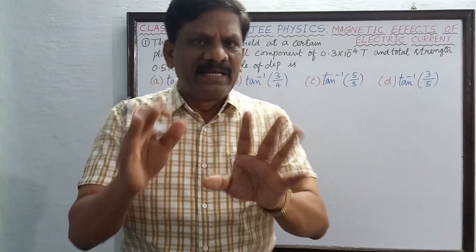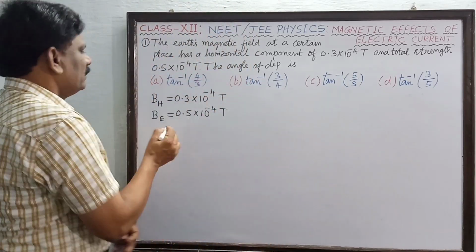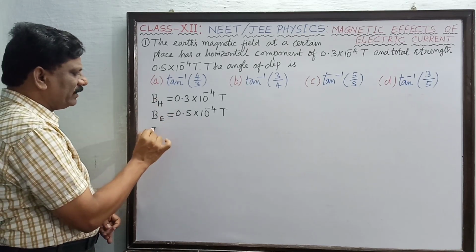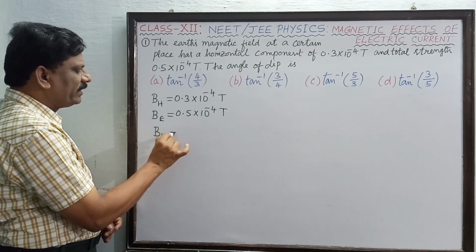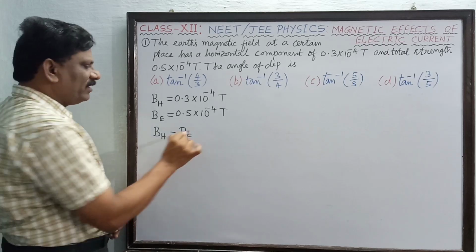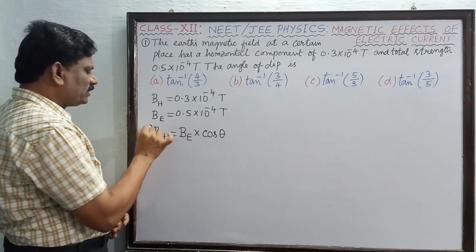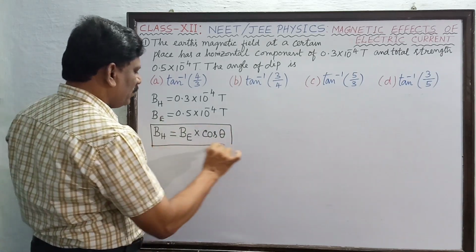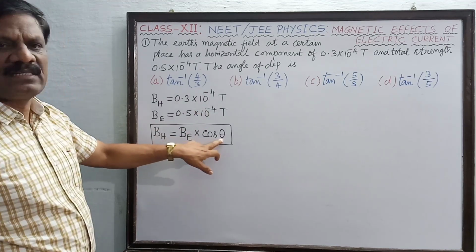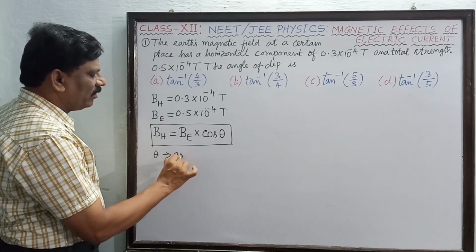Here, the vertical component is not given. The relationship between these two can be written as the horizontal component BH is equal to the total strength of the magnetic field BE into cos θ. So this is the expression which is required here. These two quantities are given. From this what we can determine is θ. So θ is called as what? Theta is called as the angle of dip.